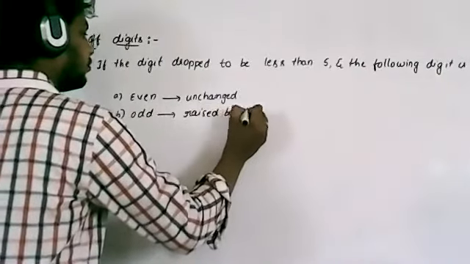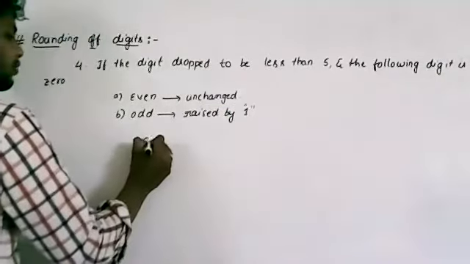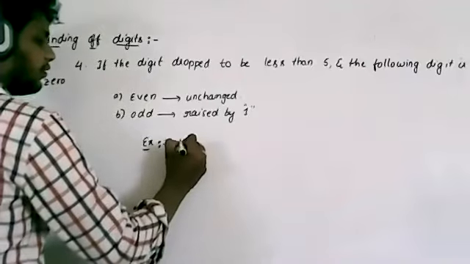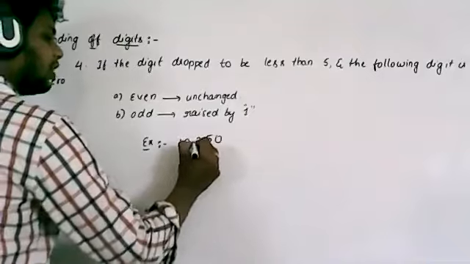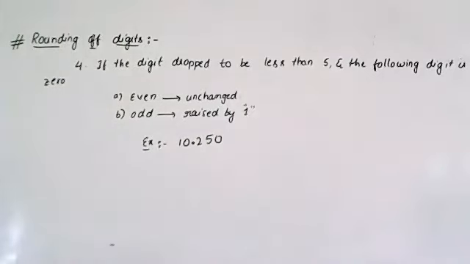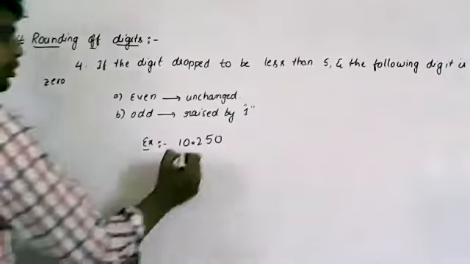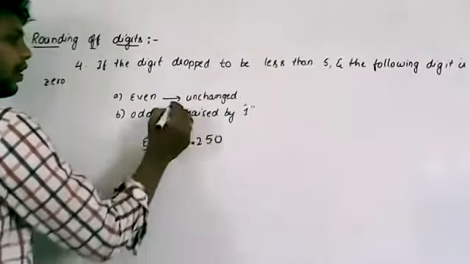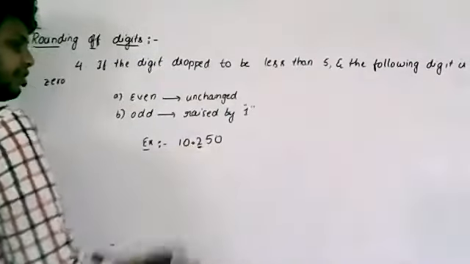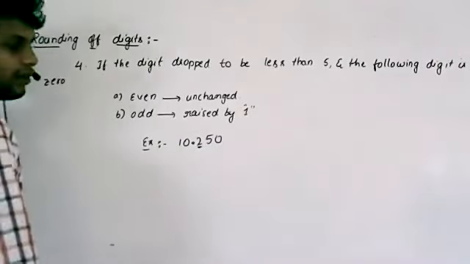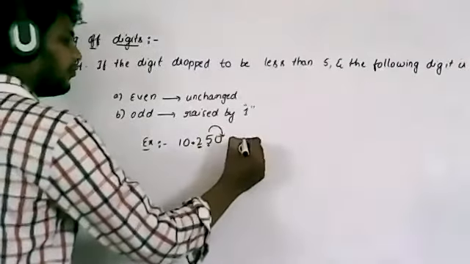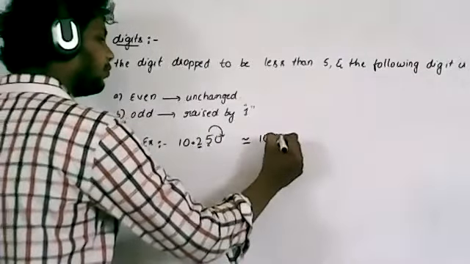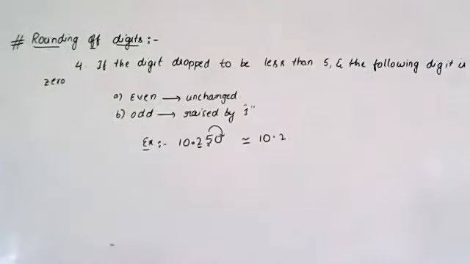Clear, odd case raised by 1. Now I'll give you one example. For example, I'll take the concept like this: 10.250. Clear, so 10.250. If you take 10.250, actually this is an even digit, and this is 5. For the 5, the following digit is 0. Therefore, this is approximately taken as 10.2. Clear, this is approximately taken as 10.2.